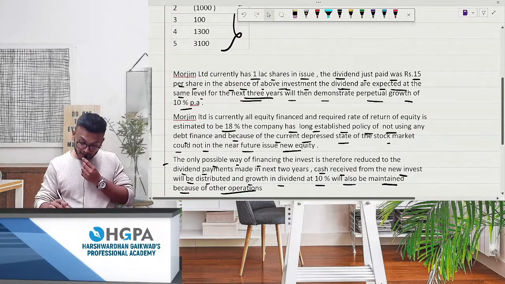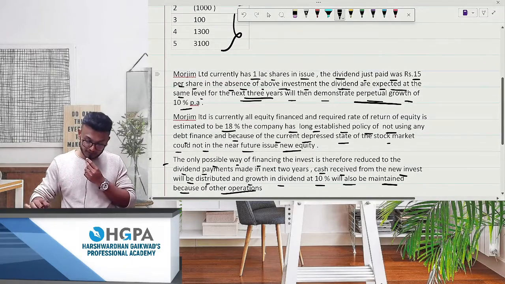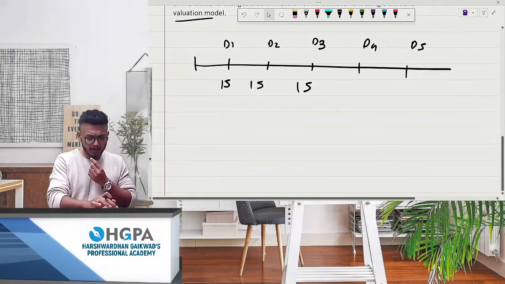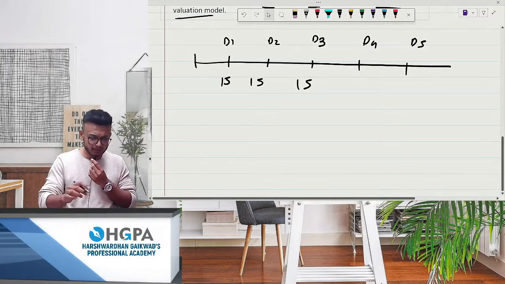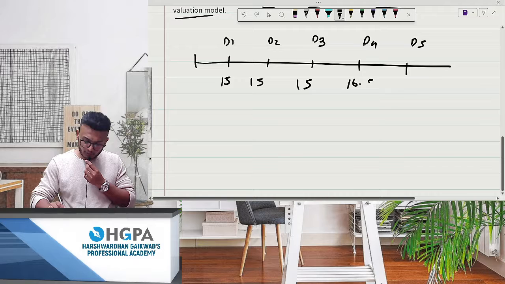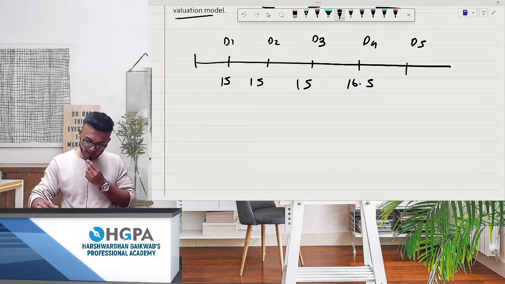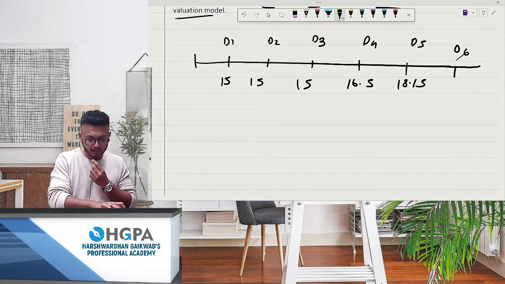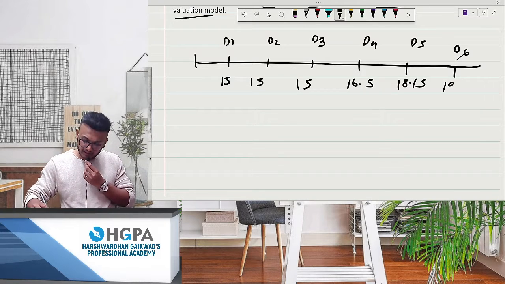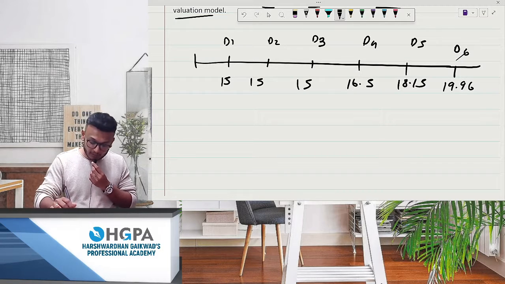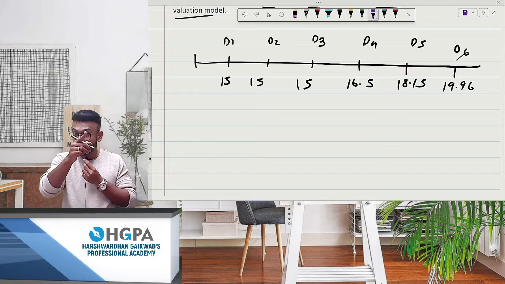After that, what is happening? Then there's a perpetual growth of 10% per annum. No problem. I will add 15 plus 10%. How much is this? 16.5 plus 10%. How much is this? 18.15, and so on. I'll just write it. D6, how much? Plus 10%. How much is this? 19.96.